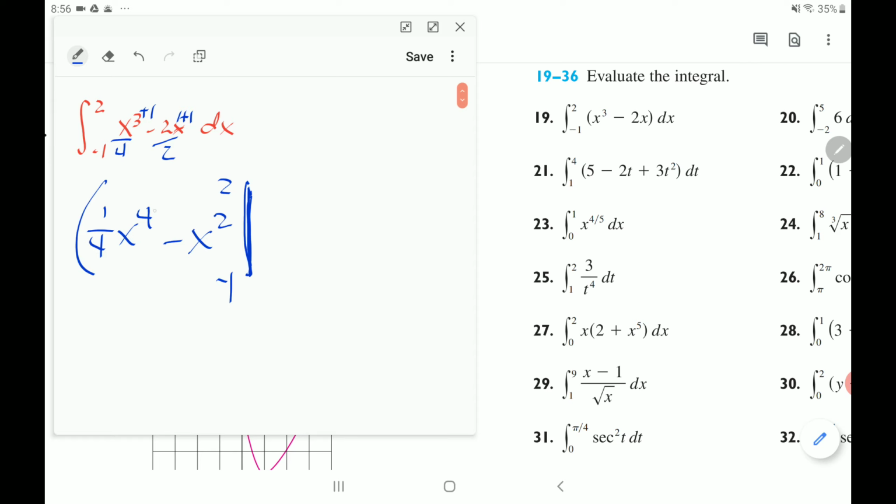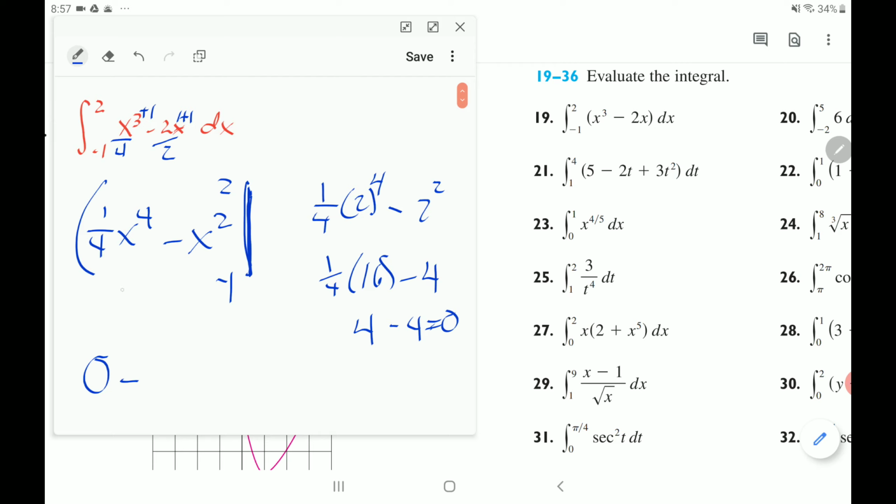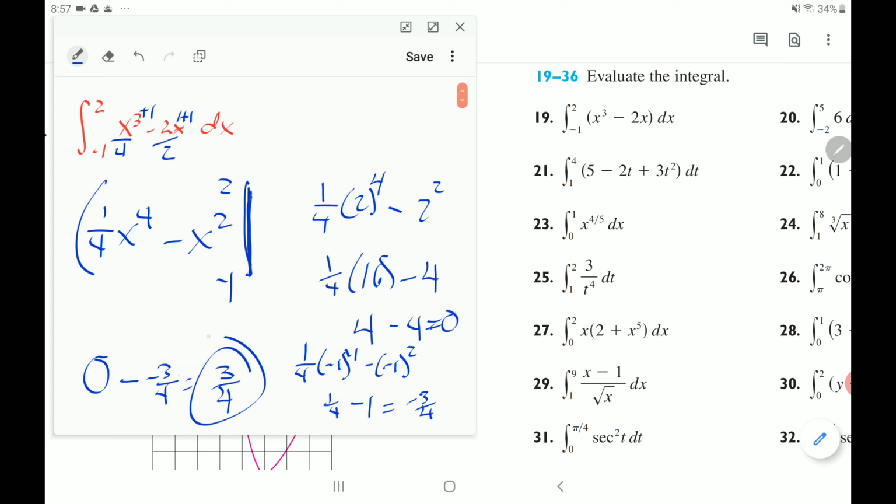It just means we're going to do the top number first. So I plug in 1/4 of 2 to the 4th minus 2 squared. So it's going to be 1/4 of 16 minus 4, which is 4 minus 4, which is 0. All right, so I have 0 minus, plugging in -1, 1/4 of -1 to the 4th minus -1 squared, which gives you 1/4 minus 1, which is -3/4. So minus a -3/4 becomes positive 3/4. And that's the answer.